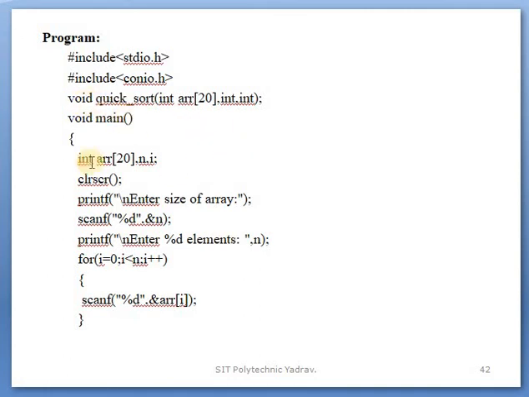Clear that? Okay, in that, integer a of 20 means we are taking one array whose size is 20, and n and I are variables for our program purpose. Clear screen, so your output window is cleared.